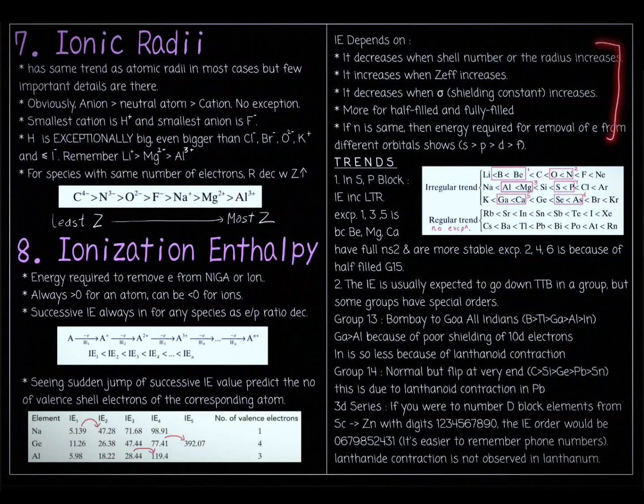It decreases when shell number increases. Just read this, you know this already. And what are the trends basically? Well, first of all, in s and p block, the ionization enthalpy increases left to right. But there are some exceptions, of course.